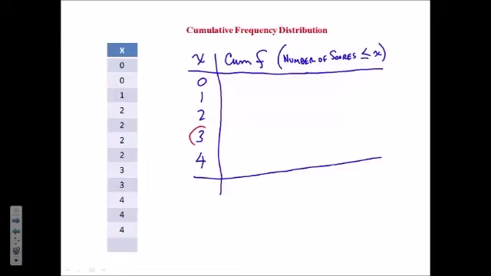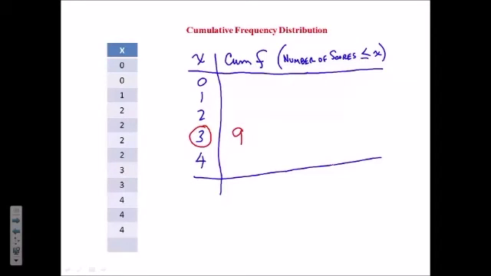Let's start with 3. The cumulative frequency for 3 is the number of scores less than or equal to 3. Well, here's 3. How many scores are less than or equal to 3? Well, these scores are all less than 3, and these are equal to 3. How many scores is that? 1, 2, 3, 4, 5, 6, 7, 8, 9. So the cumulative frequency of 3 is 9.